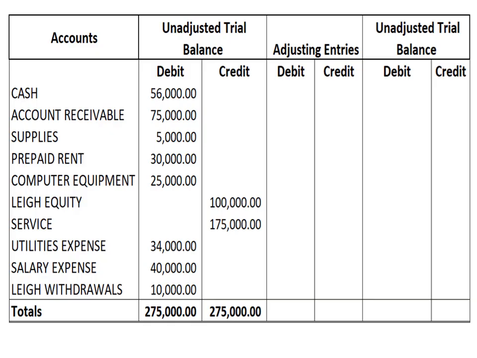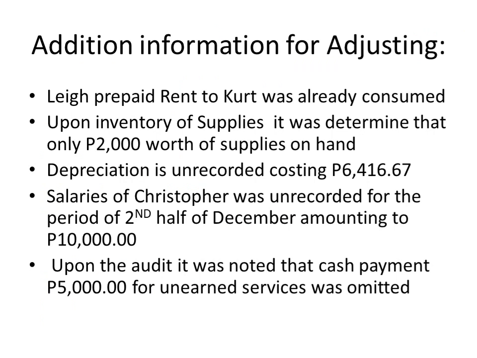So this is our unadjusted trial balance, which we have lifted from our previous video presentation, trial balance final. It says it's 275,000 for the debit and 275,000 for the credit. Since we said the trial balance is used to check the correctness between the debit and the credit, if it is equal, okay? So next is additional information for adjusting.